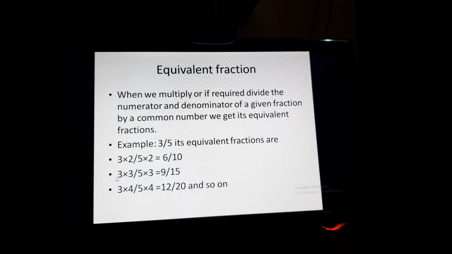Similarly, here we've multiplied the numerator and denominator by 3. So one more equivalent of 3 by 5 is 9 upon 15. Here again we've multiplied by 4. We got 12 upon 20, which is again an equivalent fraction of 3 by 5. We can find many more equivalent fractions of 3 upon 5.